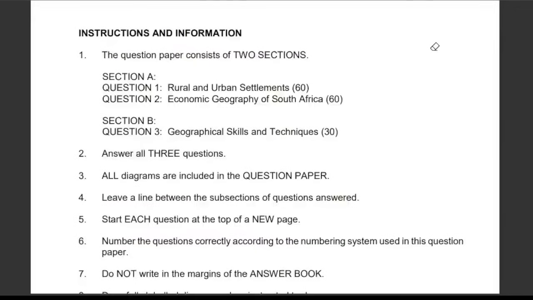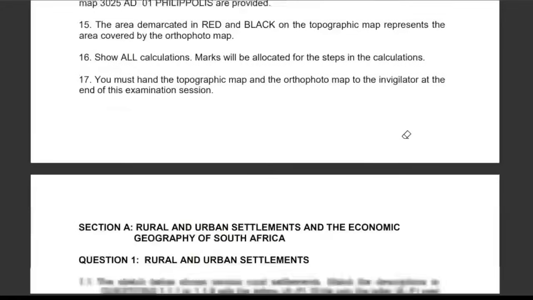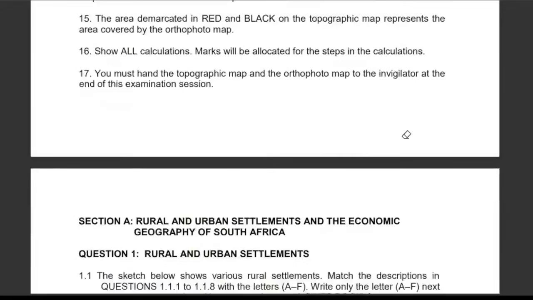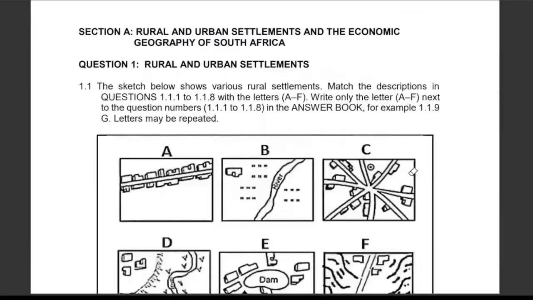Right, so without taking much time, we need to go through our questions and we'll try to do some illustrations where there is need to illustrate, and try to explain why we are advocating for the given set of answers to the given questions. Right, so our first question on rural and urban settlements is: the sketch below shows various rural settlements. Match the descriptions in question 1.11 to 1.18 with letters A to F.